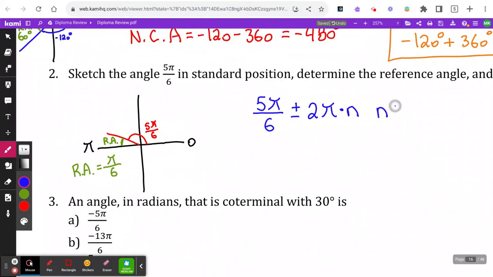And n can be an element of the whole number system. It can't be the real number system, because the real number system would be decimals, and we don't want to do a half spin, or else it wouldn't get me back to the same spot.